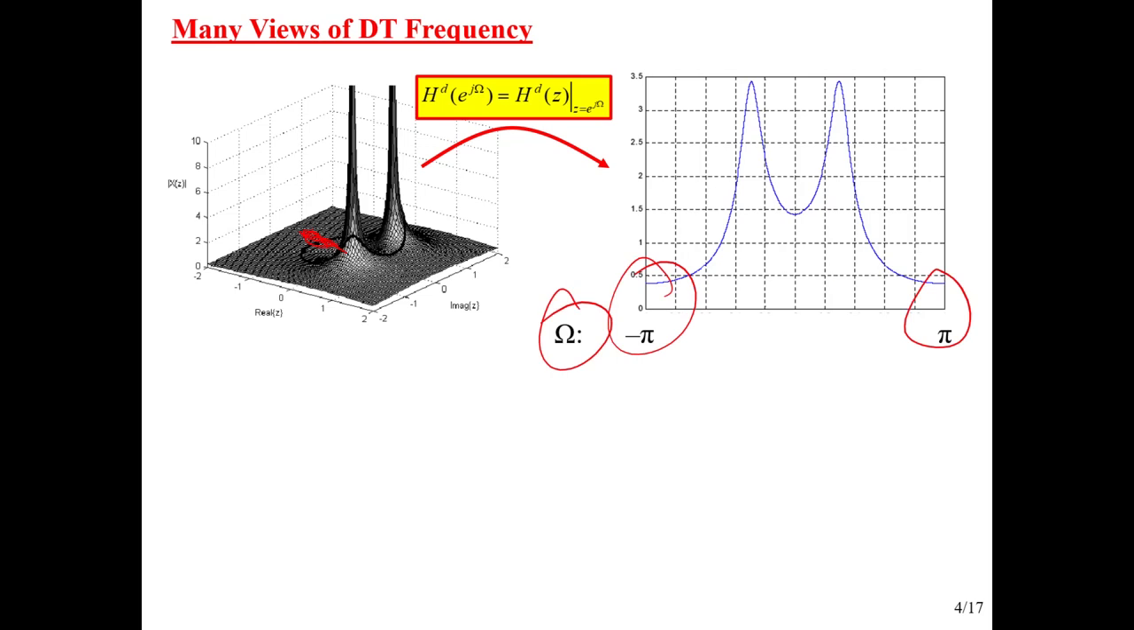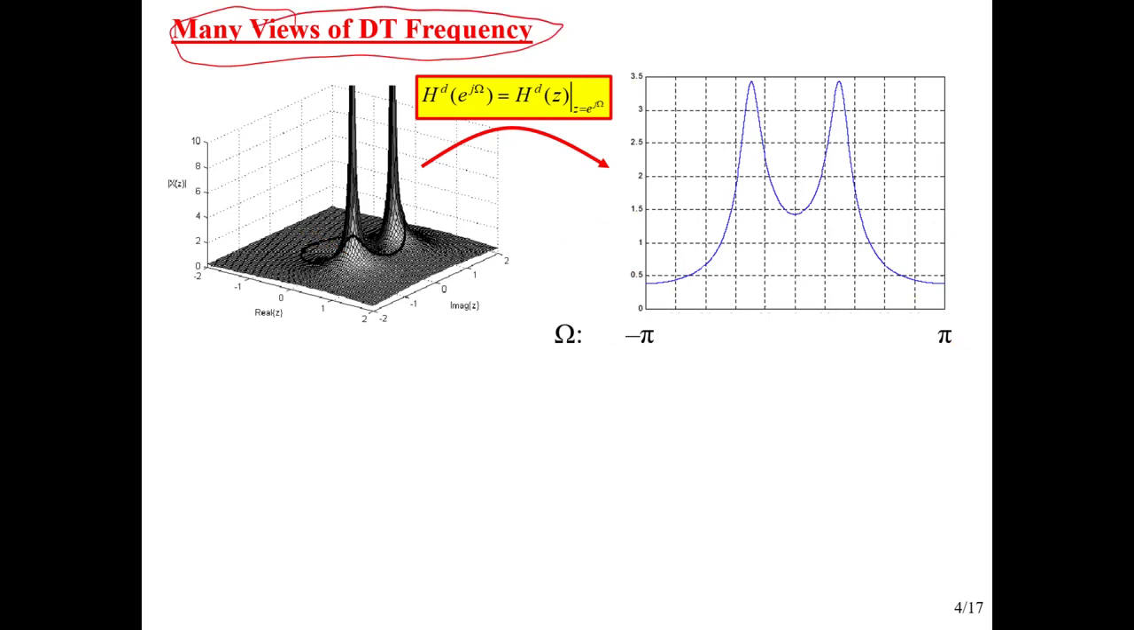So that's our frequency response, magnitude in this case, evaluated around the unit circle, cut and unwrapped. But remember, it's 2 pi periodic in each of these directions. I'm not showing that here, but we need to know that here. Okay, so I'm talking here about many views of the discrete time frequency.